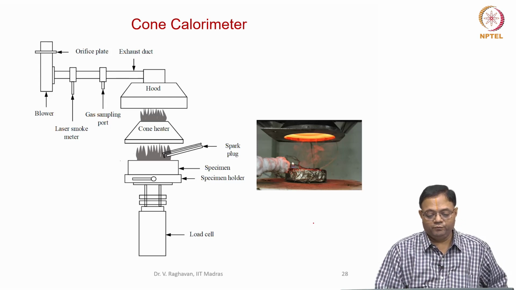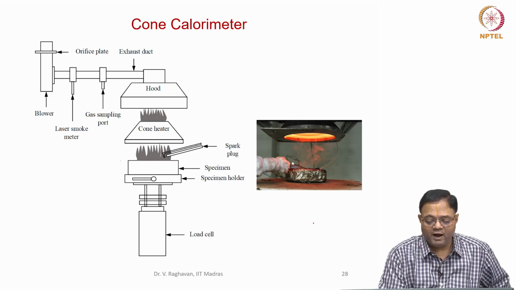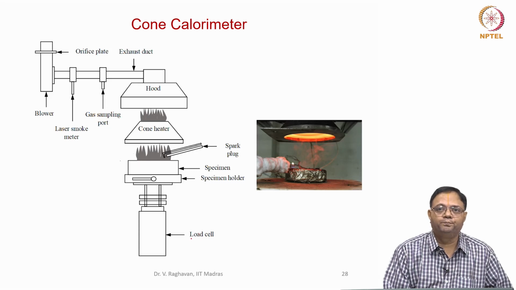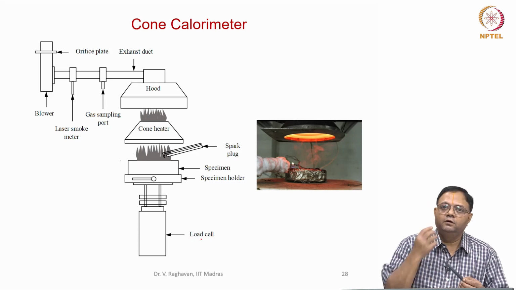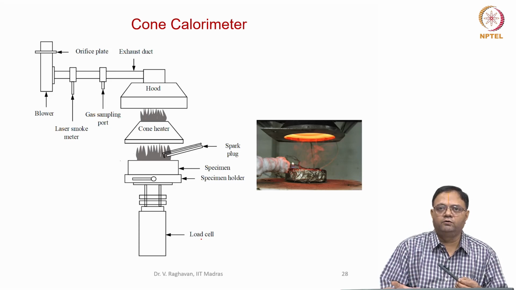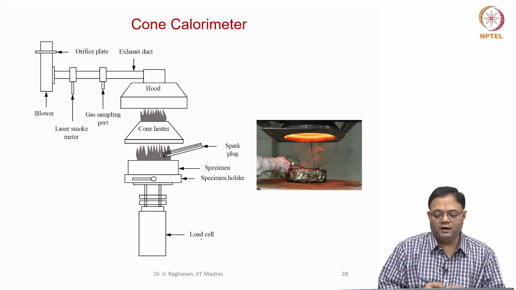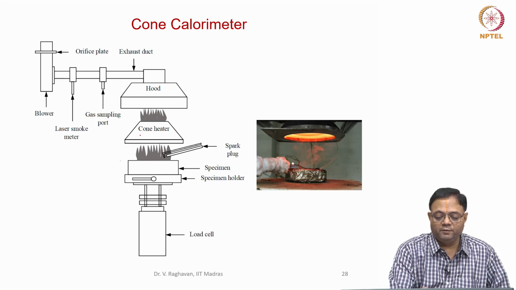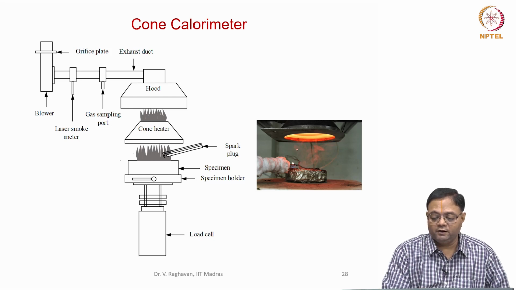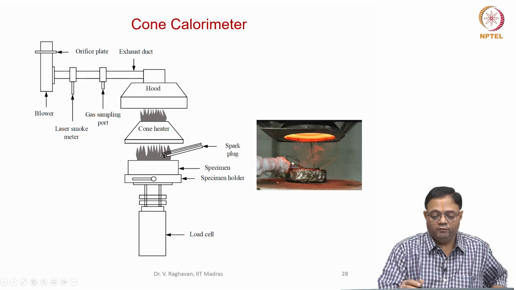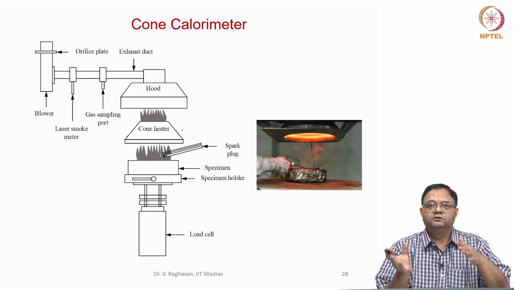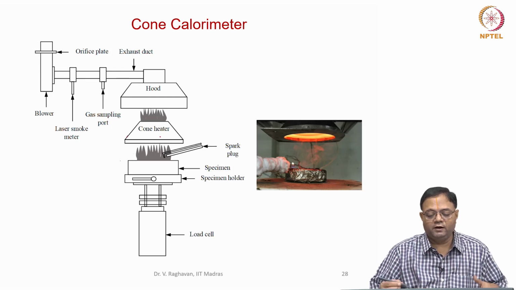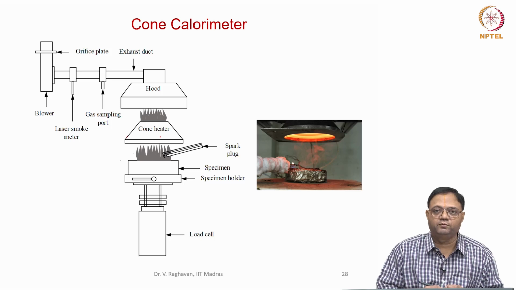In the cone calorimeter, we have a horizontal table in which a specimen is kept. The specimen can be a liquid fuel in a bowl or a solid fuel itself. And there is a conical heater. You can see that the heater is within a section of a cone as shown here, and it has coils around it, so that it gives heat flux to the specimen.